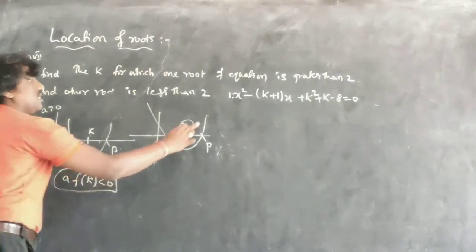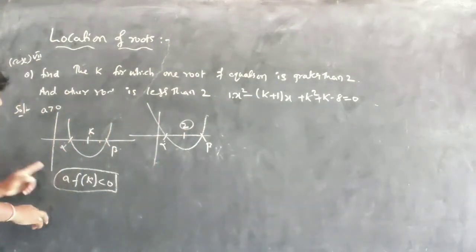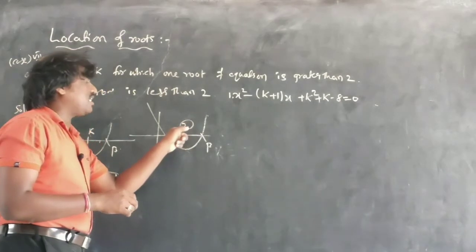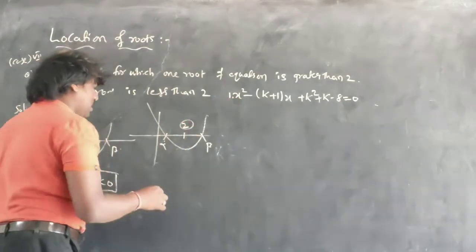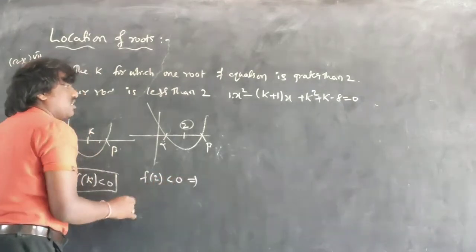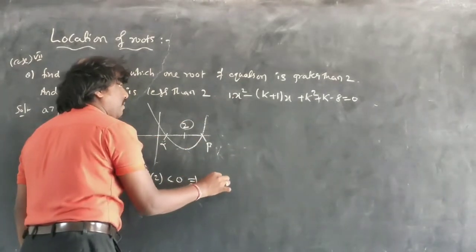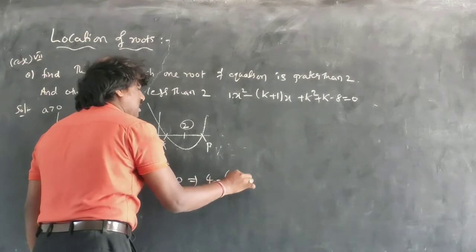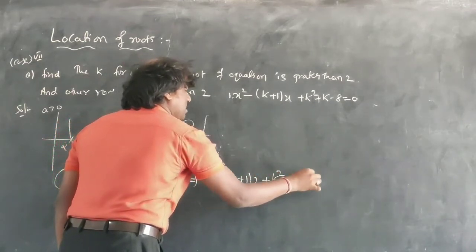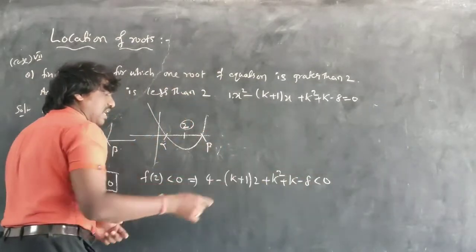So what is A here? A is 1. F of k is required, and k is the number 2, so I can substitute here. So f of 2 is less than 0. It means what is f of 2 here? 2 square is 4 minus k plus 1 times 2 plus k square plus k minus 8 less than 0. Let us find the value of k.